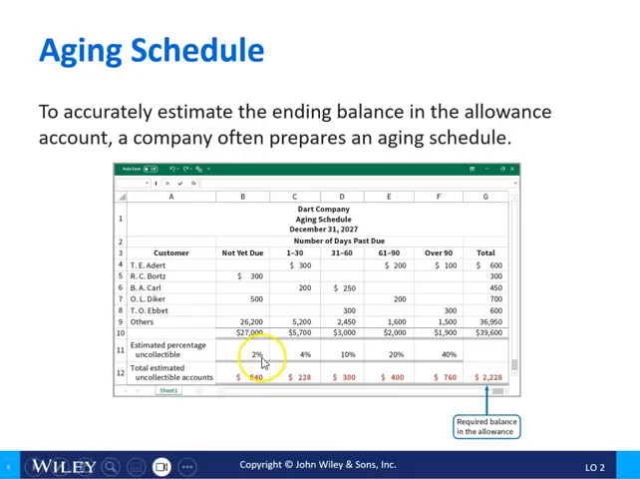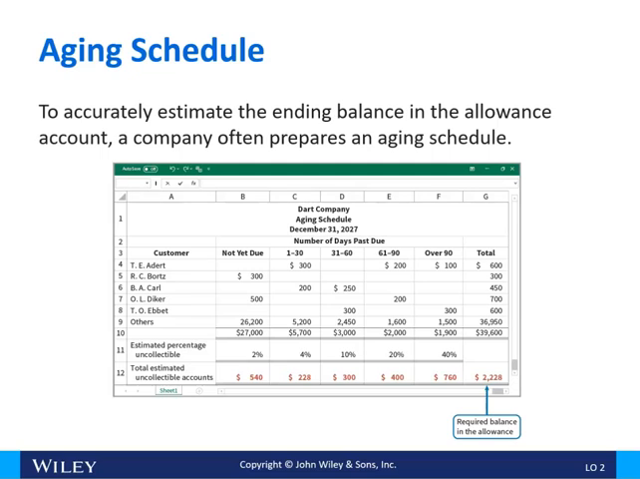So we have 2% on things that aren't due, 4% on 1 to 30, 10% on 31 to 60, and then it jumps to 20% and then 40%. So we're going to apply those percentages to the total balance in each of those buckets. We do the individual calculations and then add them up to get $2,228, which is our required balance in the allowance.